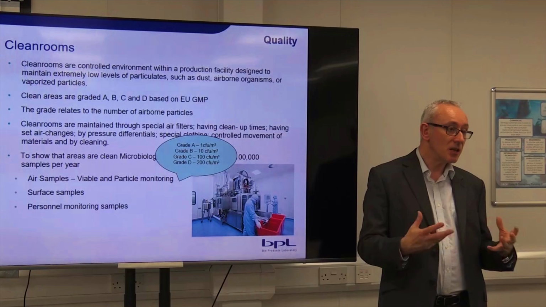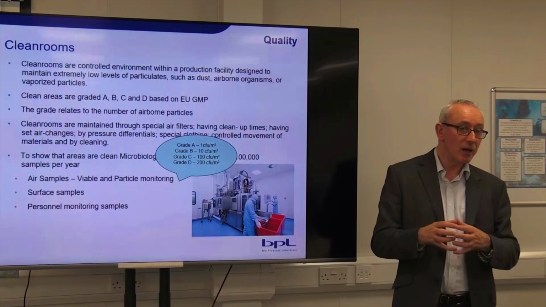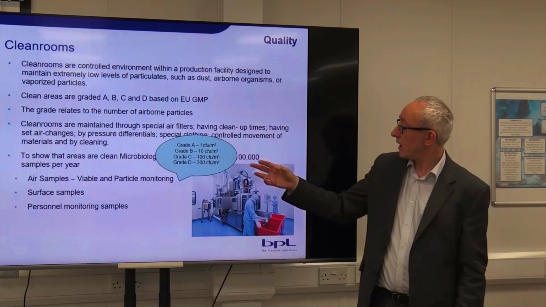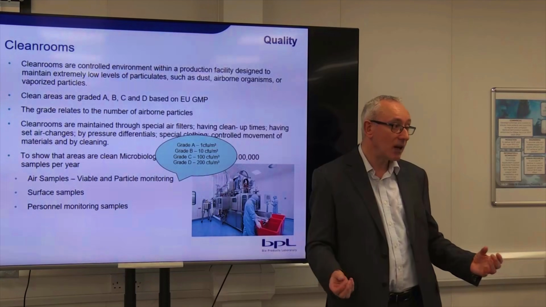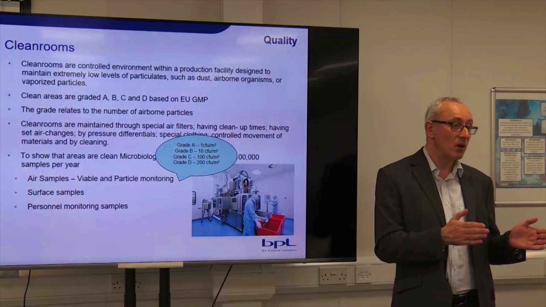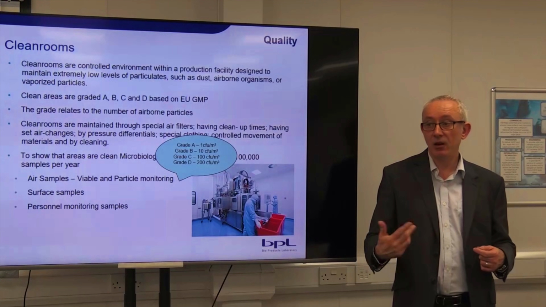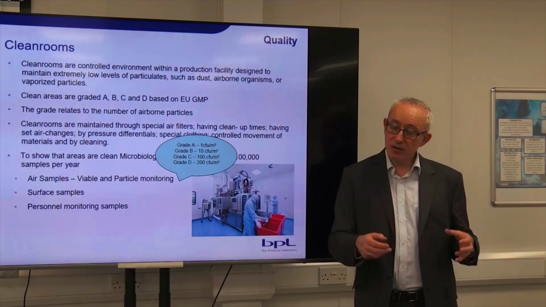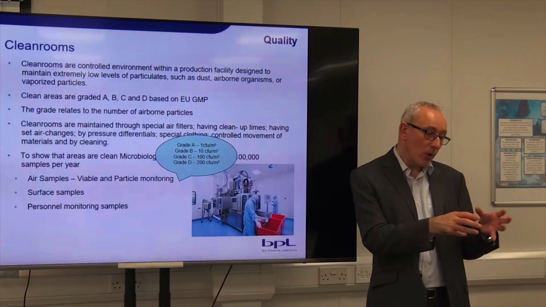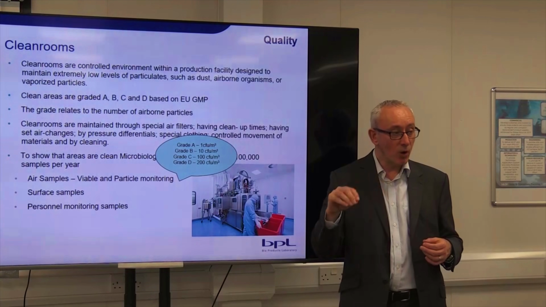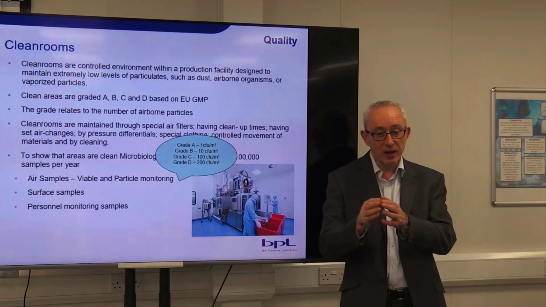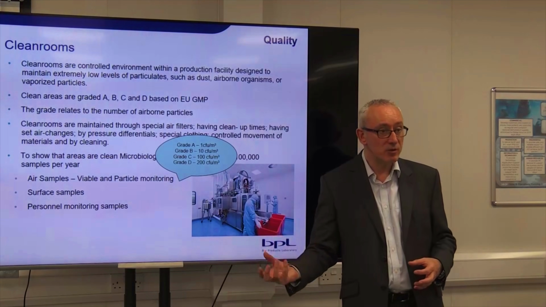And in the grade C, you'll be doing more of the final formulation of the product. In grade B and grade A, which is where aseptic filling takes place, then the levels are much tighter at 10 and then no more than 1. So you can get an idea of how microbial contamination needs to be reduced as you start working through the factory and the product gets closer to its final state.